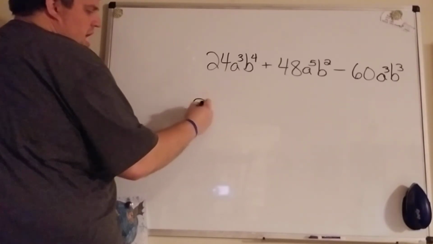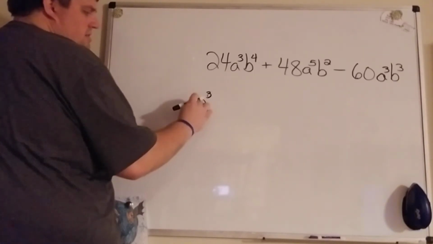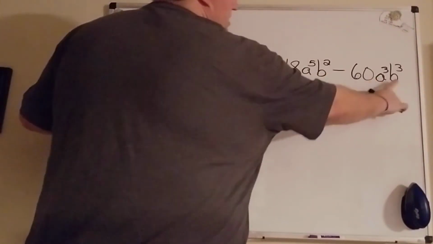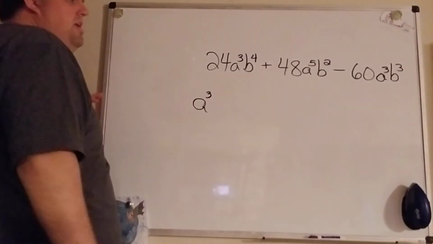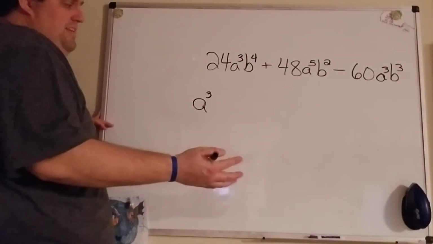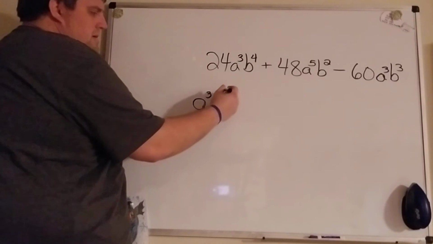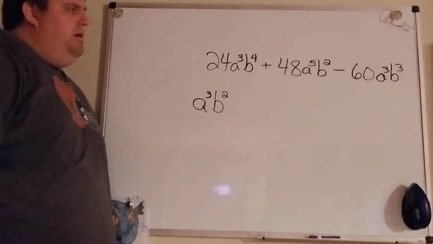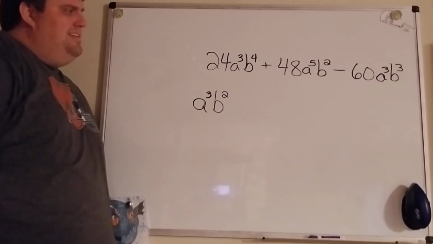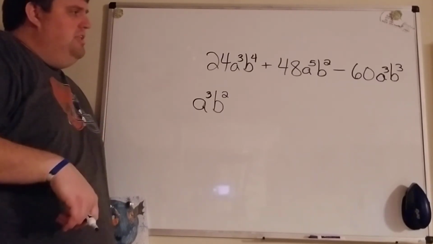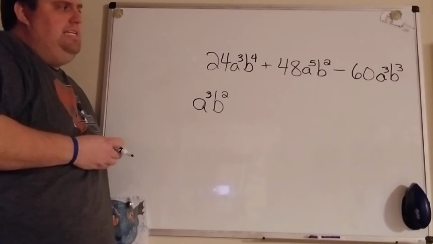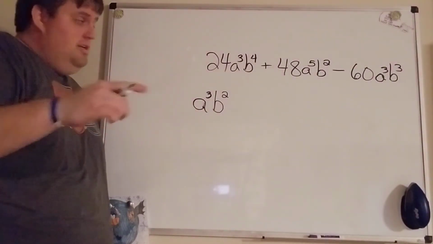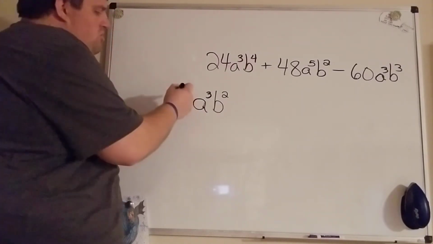So I'm going to pull 3 A's out. So a cubed. And then I'm going to check the B's. There's 4 of them here, there's 2 of them here, there's 3 of them here. So they all have at least 2. So we can pull out a b squared. And then we just check the coefficients. So 24, 48, well 24 goes into 48, and negative 60. 24 doesn't go into 60, but 12 does. 12 goes into all of those. So let's pull a 12 out.